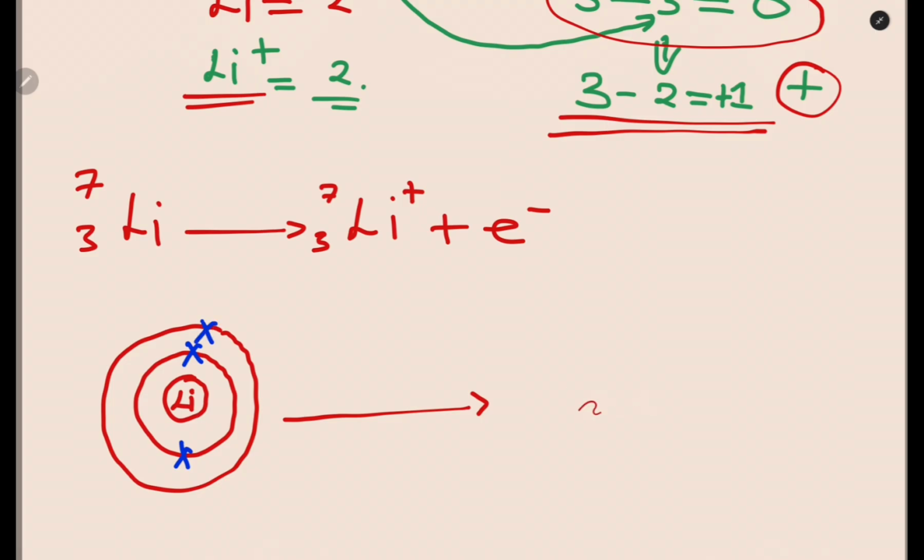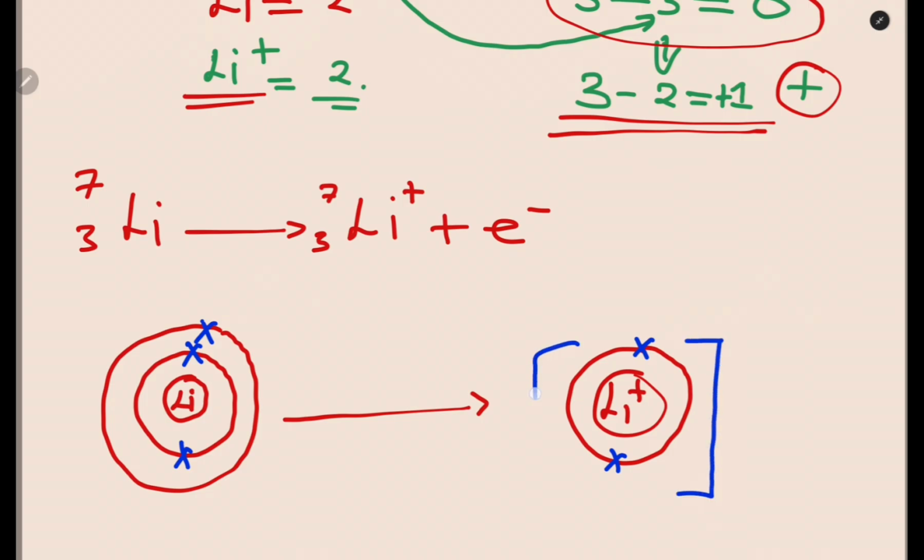Then also here, lithium. This time around, it becomes a lithium ion. So it remains with only 1 shell, with 2 electrons. So you put it in brackets like this. Then on top there you put a charge, then you add plus an electron.